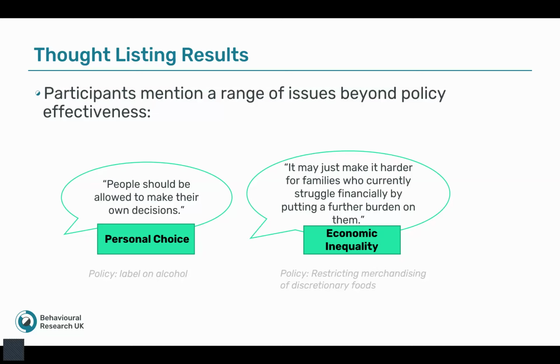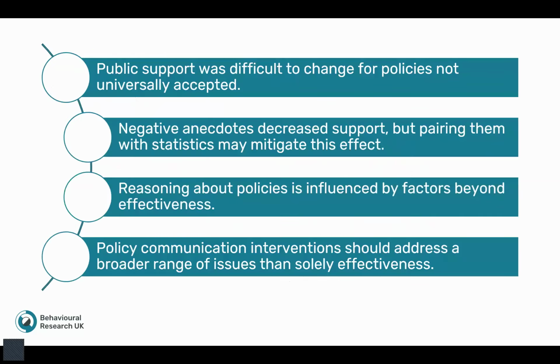And so if we go on to the next slide, we'll now start to think about, so what are the key takeaways and next steps from this research? Well, we found actually policy support was difficult to change for these policies, which across the board were not universally accepted in any of our samples and based on previous representative surveys. And so this one touch point intervention just focusing on effectiveness didn't seem to work very well in this experimental setting. However, negative anecdotes decrease support.